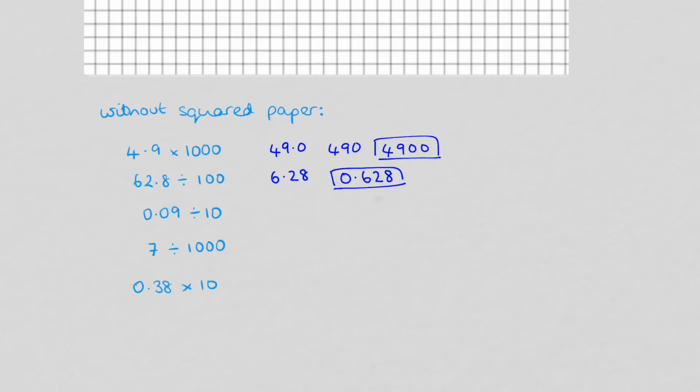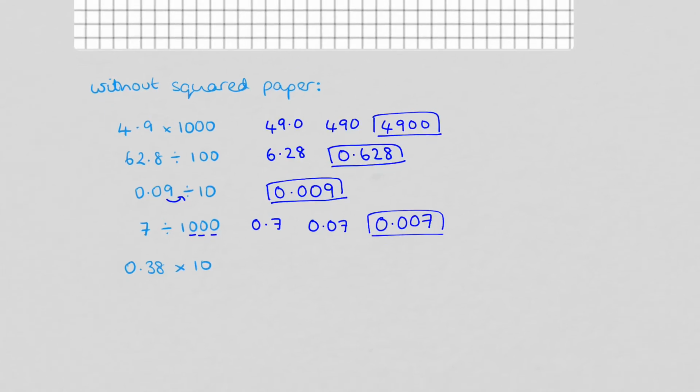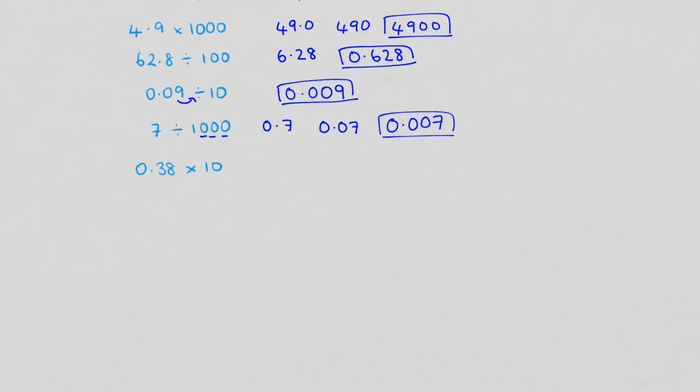0.09 times 10. Well, when we move everything 1 place to the right, we need, basically, the 9 has to be in the 3rd decimal place, so that's 0.009. 7 divided by 1,000. Well, moving 1 place would make it 0.7. 2 places would be 0.07, but we've got 3 zeros here, so we need to move 3 places, which puts it at 0.007.